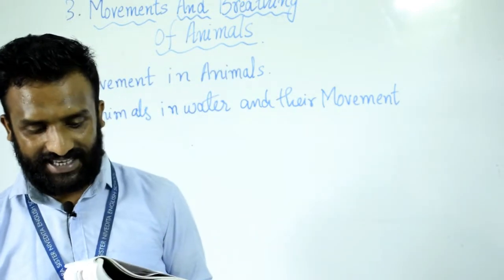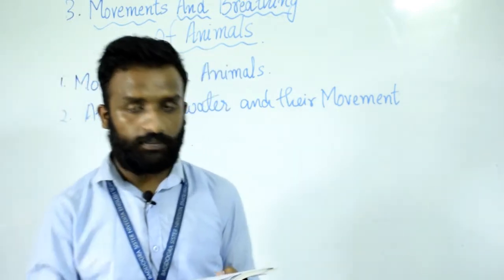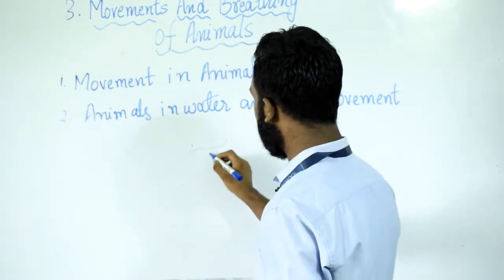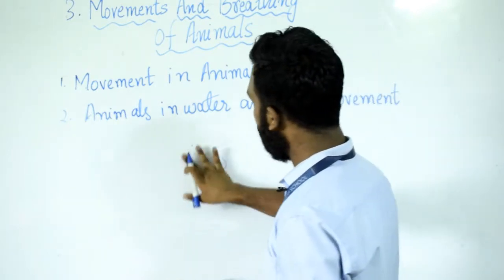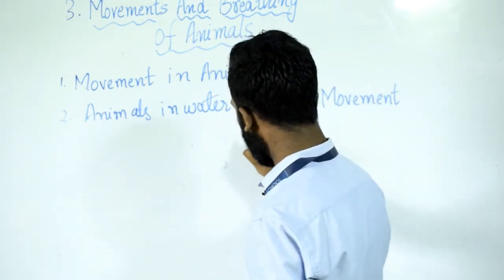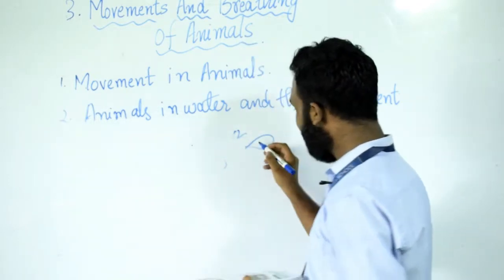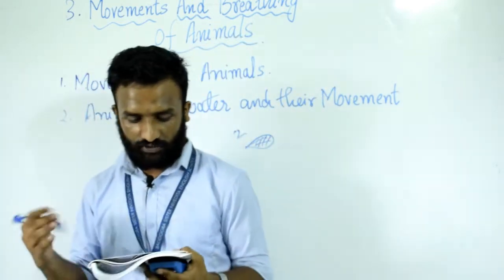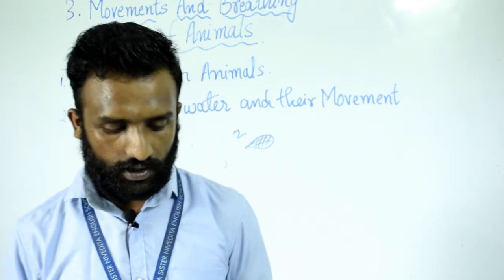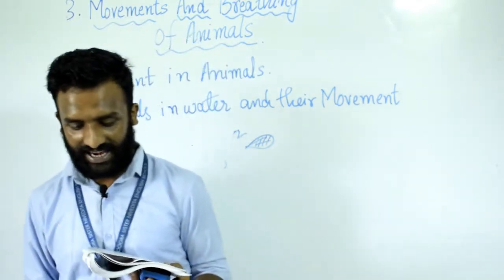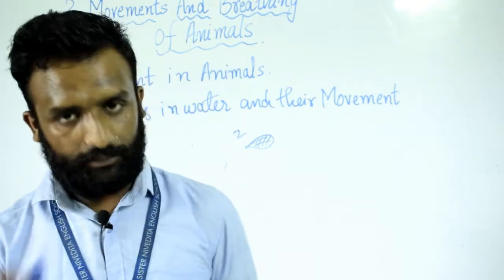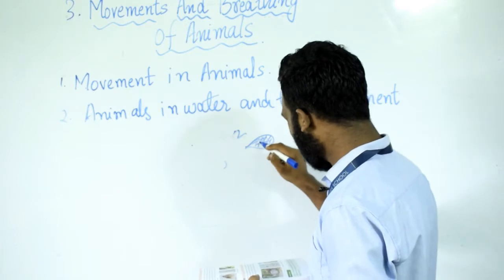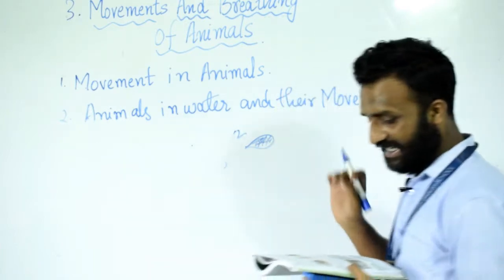The wings of insects are different from those of birds. The wings which the insects have are totally different from those which the birds have. The wings of insects are colored and have tiny scales on them. So these wings of the insects are colored and they have tiny scales.